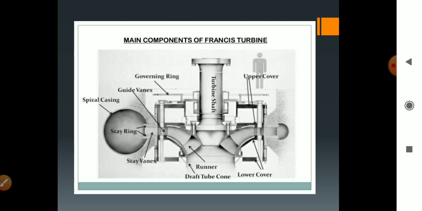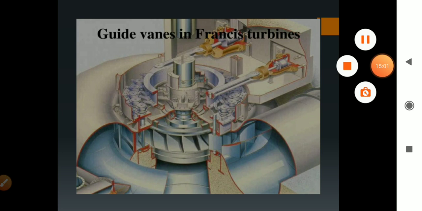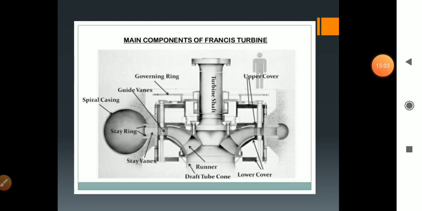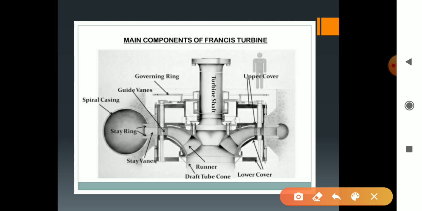As we discussed for the Pelton turbine, in the case of the Francis turbine, or any reaction turbine, the casing and the runner are always full of water. The water from the penstock enters the casing, which is spiral in shape, in which the cross-sectional area of the casing goes on decreasing gradually.